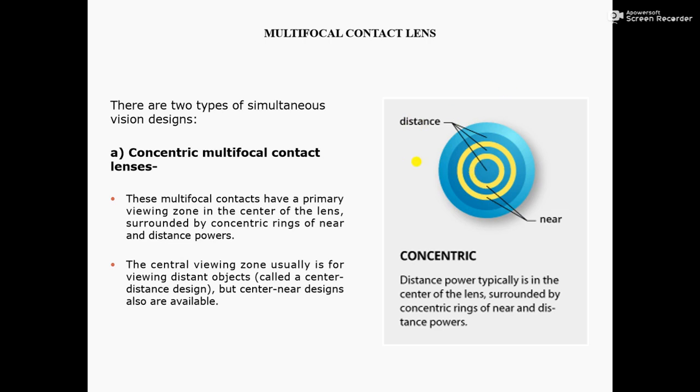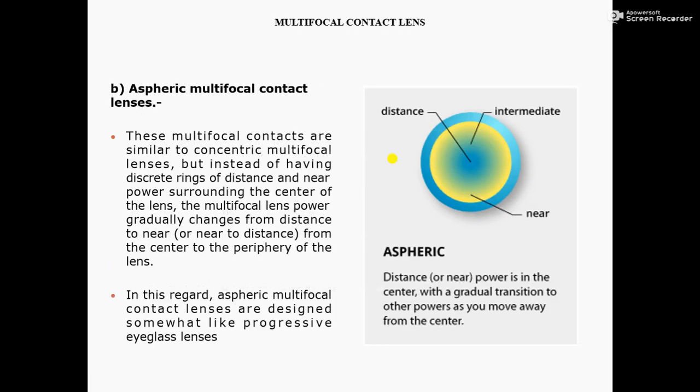Here, in concentric multifocal contact lenses we have concentric rings, but here no concentric rings. This design is exactly like a progressive addition lens. In this regard, aspheric multifocal contact lenses are designed somewhat like progressive eyeglass lenses.